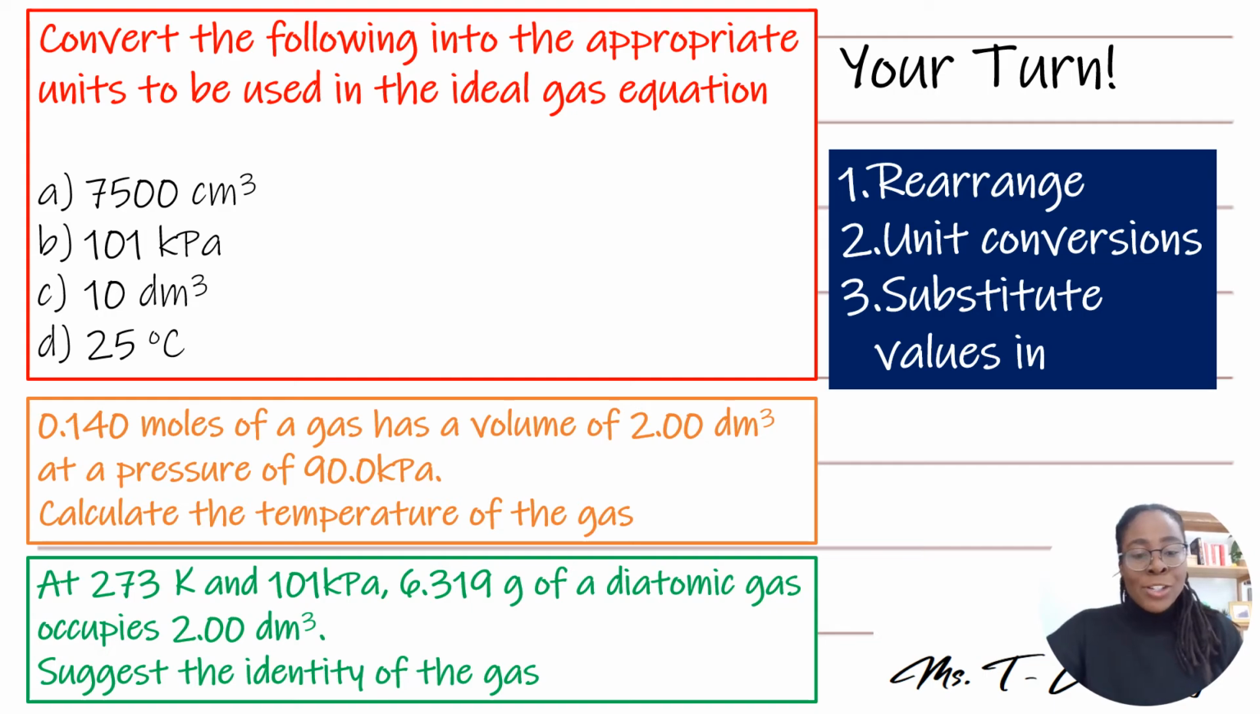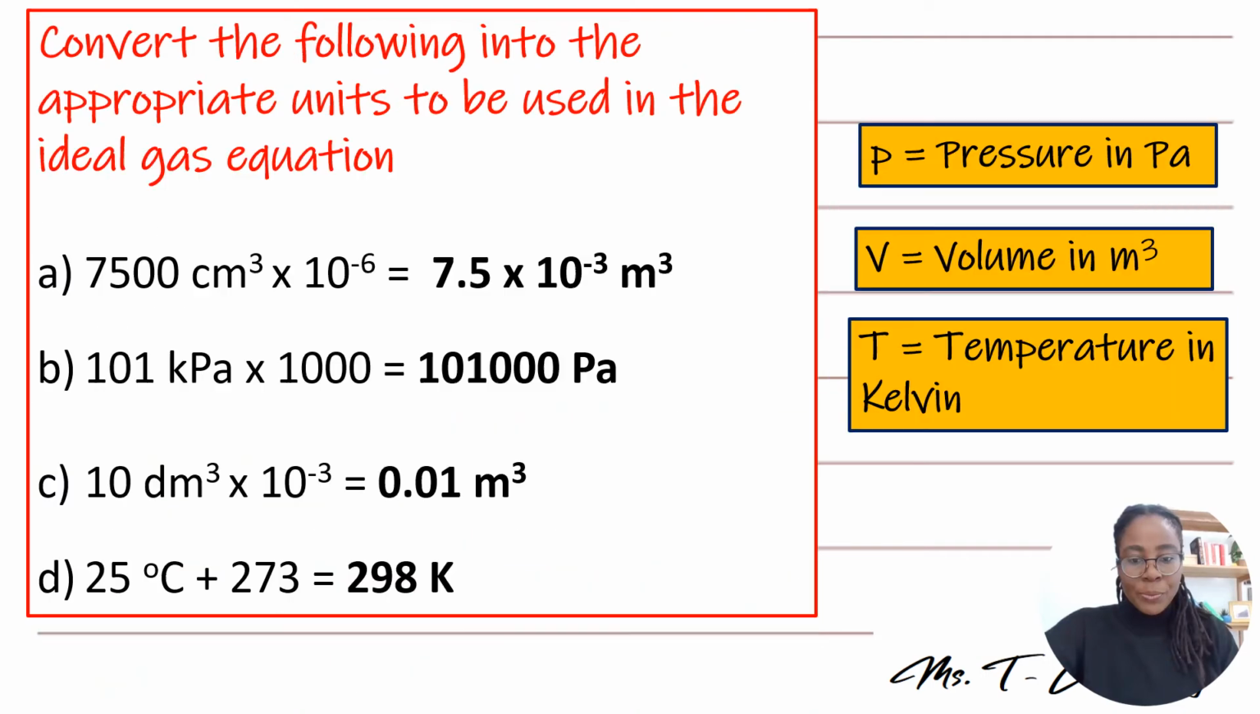It's now your turn to use the ideal gas equation in the following examples. Pause the video now and press play when you're ready with the answer. So for our first question, just making sure that all of our quantities are in the correct units. So for our pressure, making sure that those are in pascals, volume in meters cubed, and temperature in Kelvin.